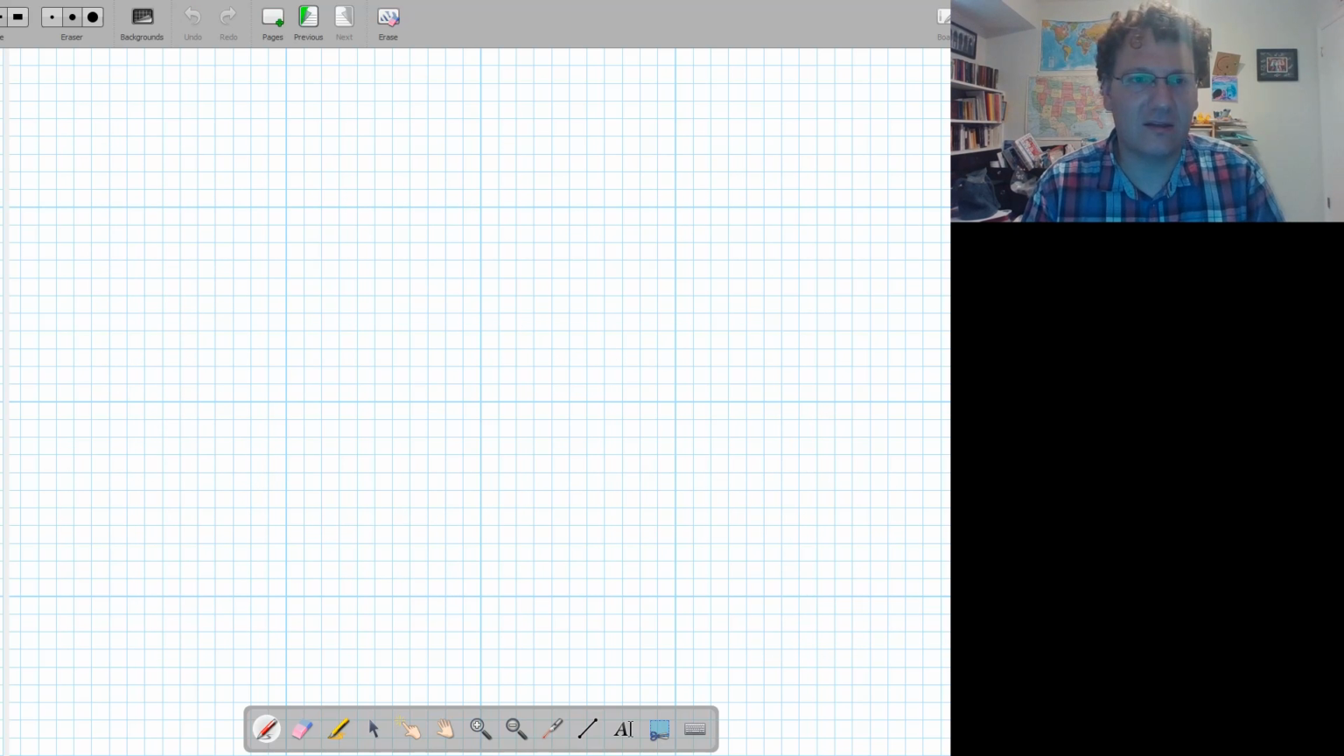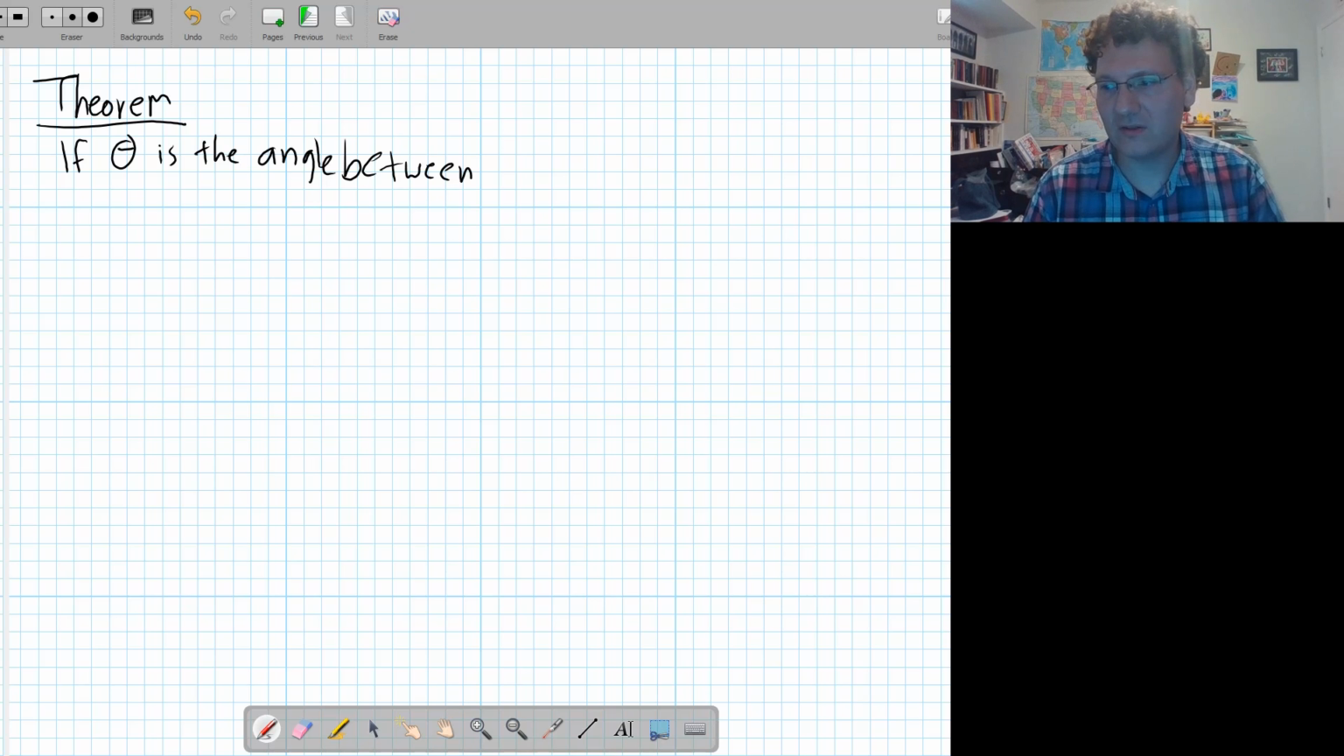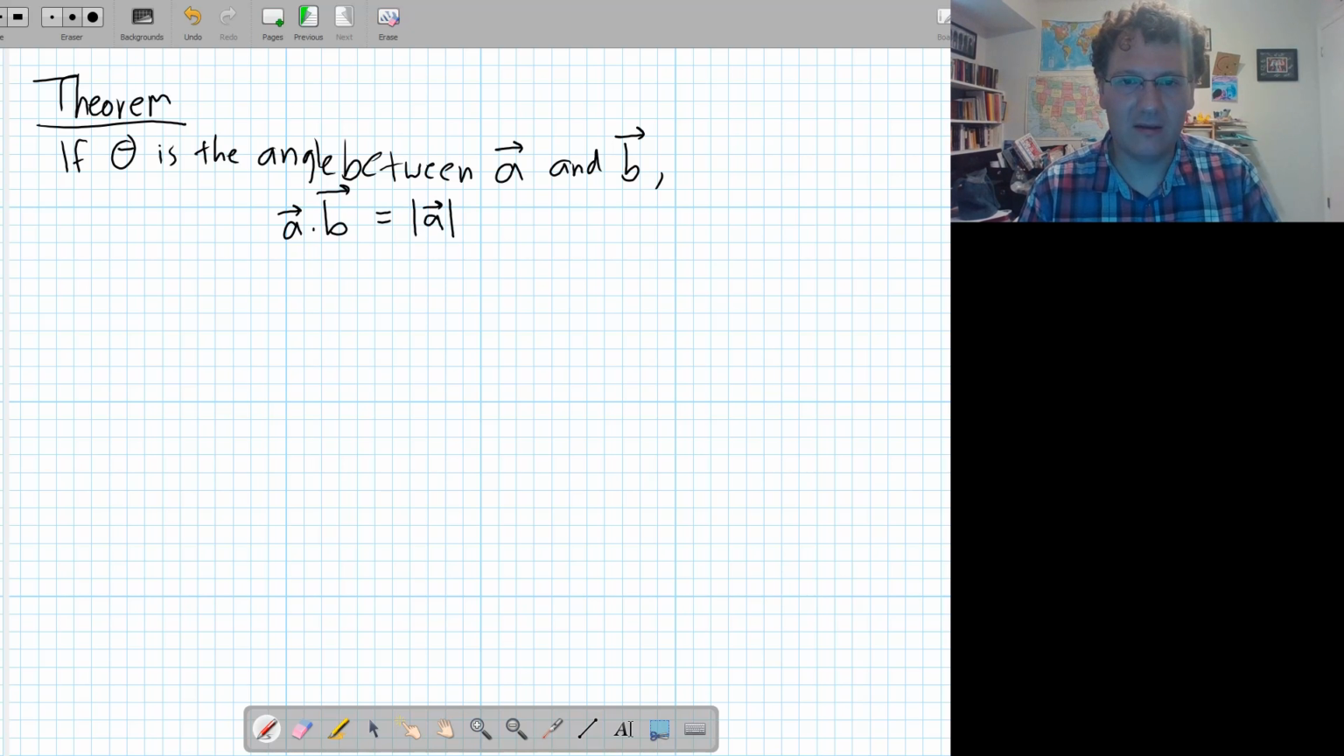First, it's related, this is the theorem. So the theorem is that if theta is the angle between vectors A and B, then we have this relationship. A dot B, this dot product, is equal to the magnitude of A times the magnitude of B, those are just scalars, times the cosine of the angle between them.